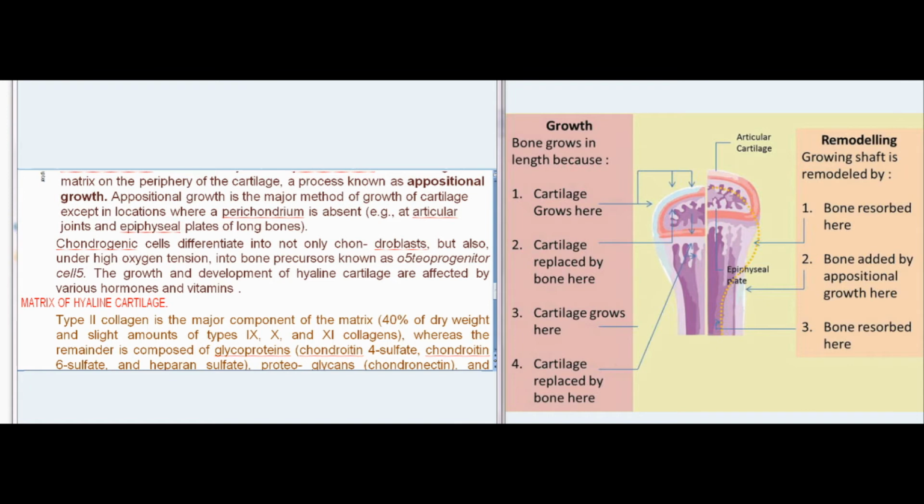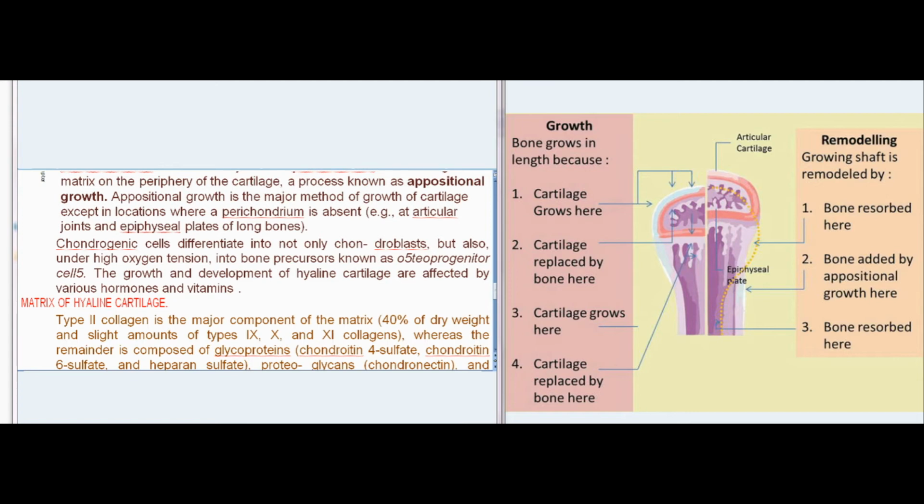Chondrogenic cells differentiate into not only chondroblasts, but also, under high oxygen tension, into bone precursors known as osteoprogenitor cells. The growth and development of hyaline cartilage are affected by various hormones and vitamins, Table 7.2.